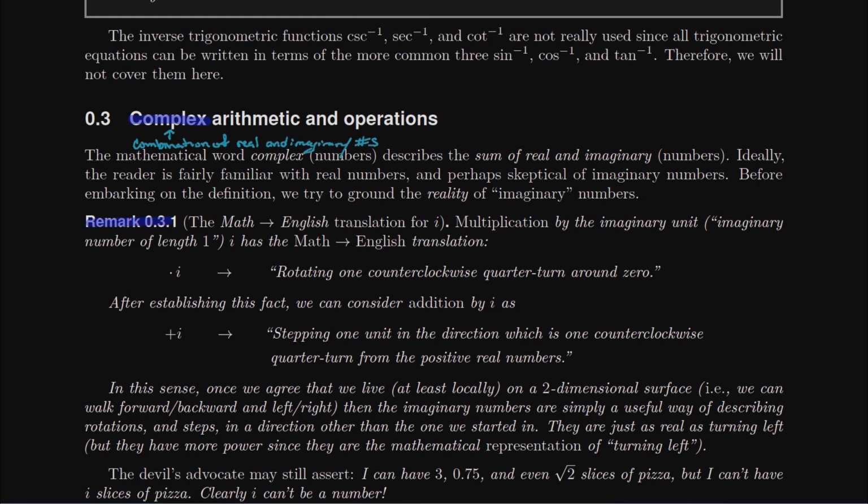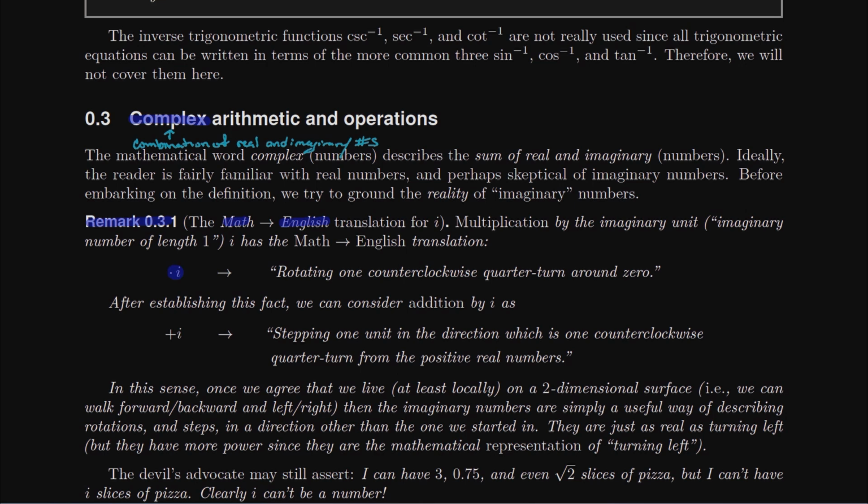So I'm starting with this remark here where I basically say the math to English translation of multiplication by i. So I'm not describing i itself, but rather the act of multiplying by i. It's the same way you think about the act of multiplying by 2 as doubling something. 2 is not itself doubling something, but the act of multiplying by 2 is doubling something. So that's what's going on with multiplying by i. So there's some action that occurs.